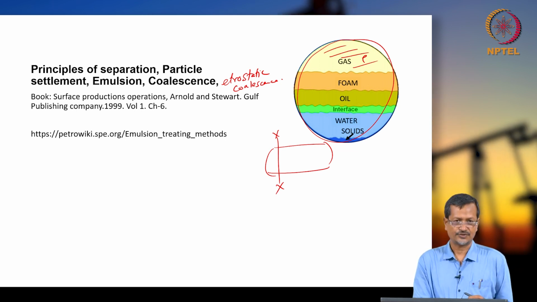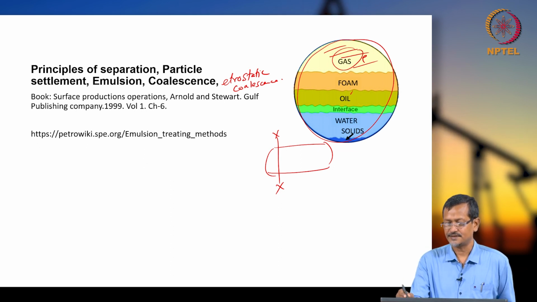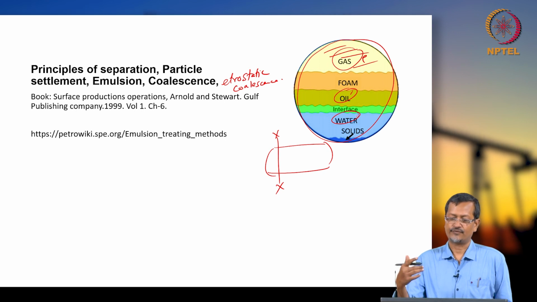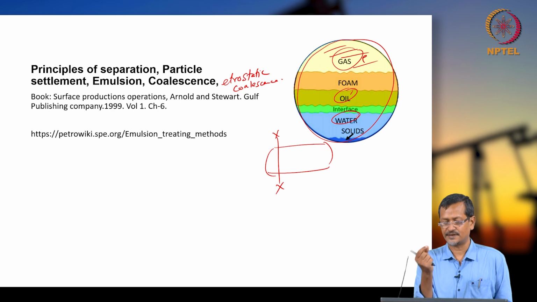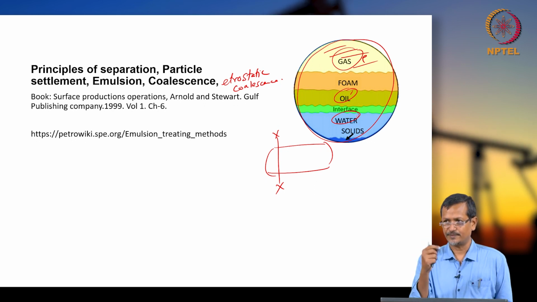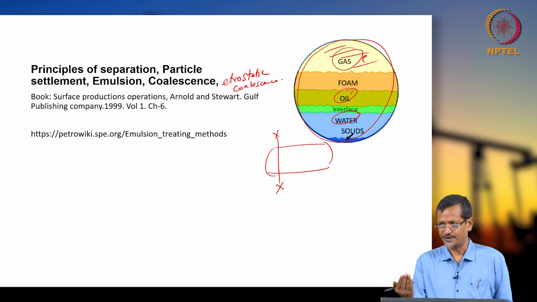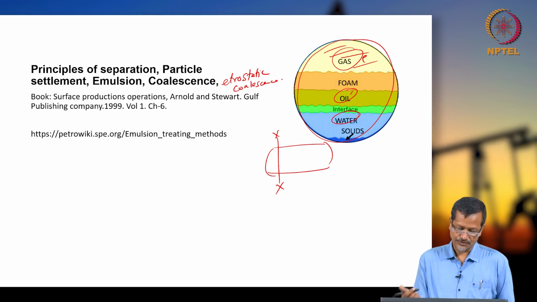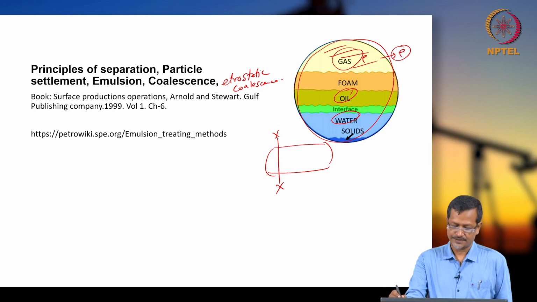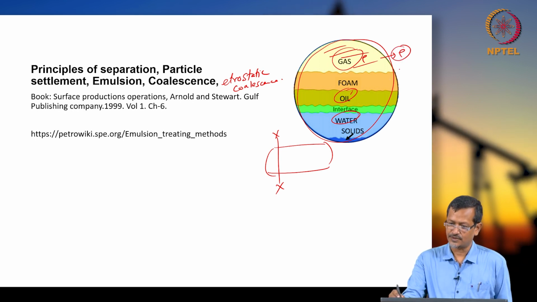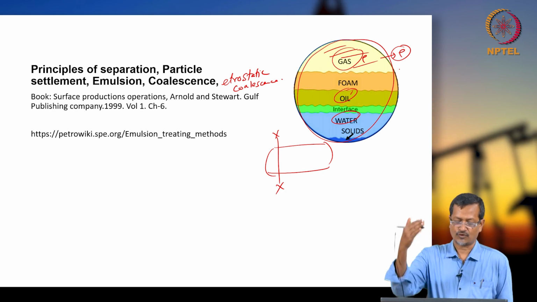So these three layers we normally get. Basically we get three layers: gas, oil and water. But if you have foam, then you will get a foam layer. If you have an interface, that means an oil water mixture will be there because of emulsion, and there will be a bottom solid layer. So here gas density matters and liquid density matters. The difference between liquid density and gas density is very high, so anyway gas will create a top layer.